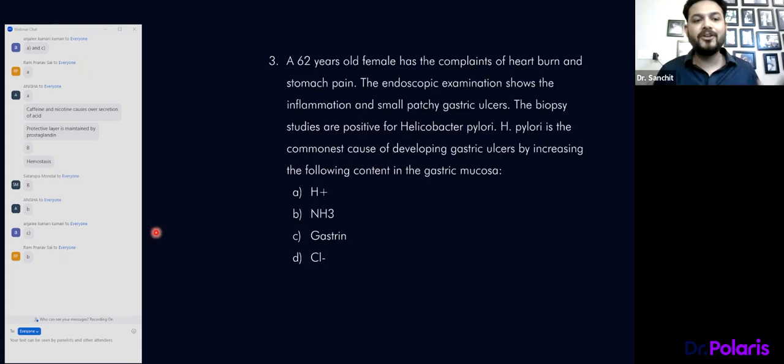See, what is the definition of an ulcer? An ulcer is a discontinuation in the lining of any particular area. If this is my lining and this has got disrupted like this, we call this particular thing an ulcer. Simple. So what is ammonia doing?